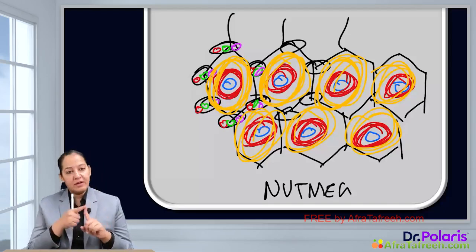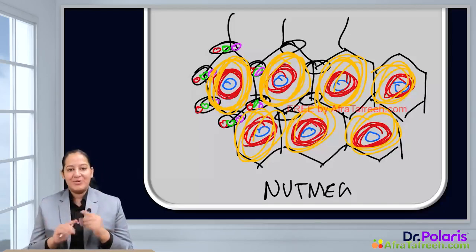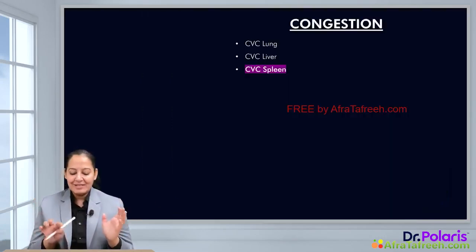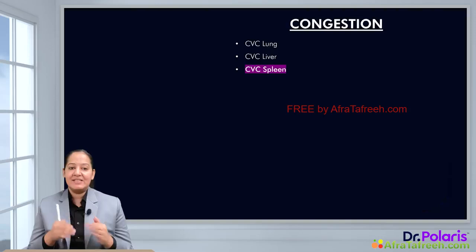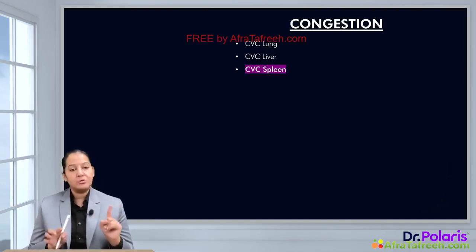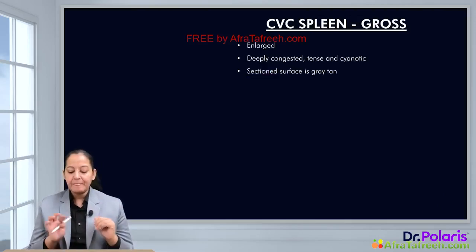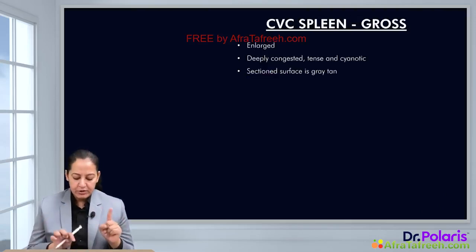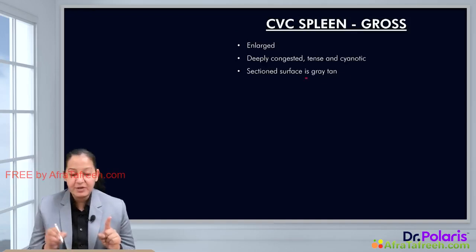You should know the reason for the red. You should know the reason for the yellow. That is about CVC liver. Now, let me come to CVC spleen, the last thing, the third CVC. CVC spleen also takes place in right heart failure. In CVC spleen, in gross, you have to learn only one word. The surface is grayish tan.